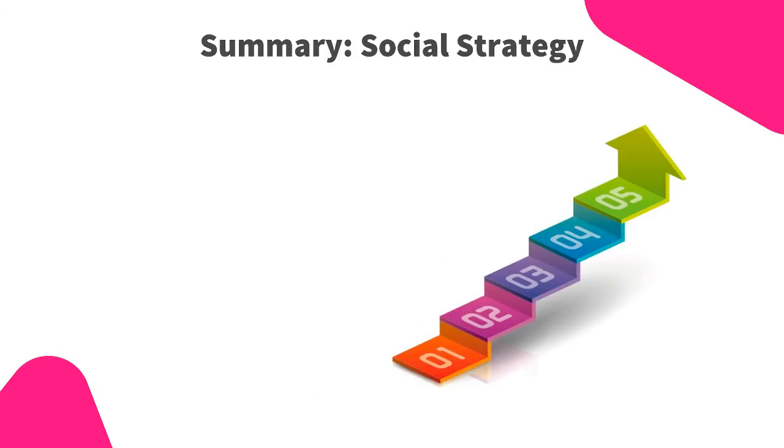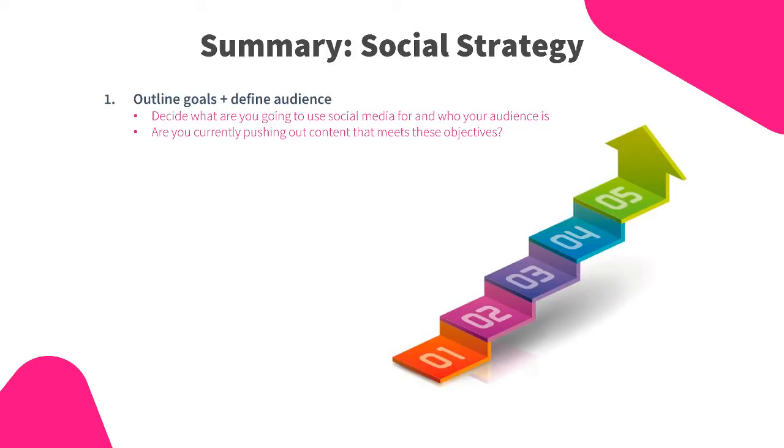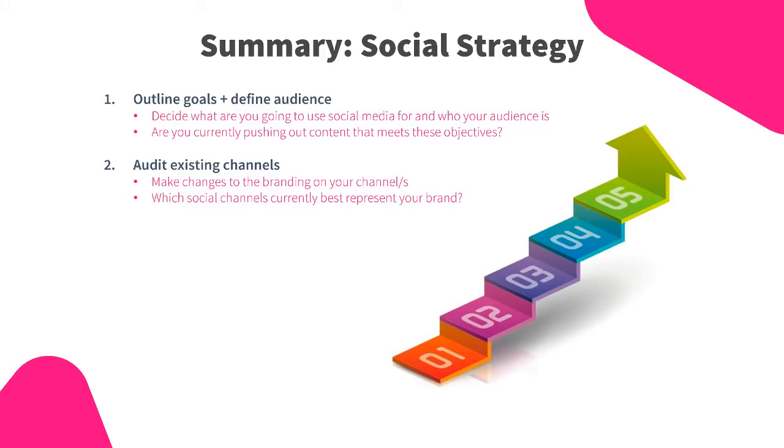So as a summary, those 5 steps were to outline your goals and define your audience. And we got a couple of things for you to think about. So decide what are you going to use social media for and who your audience is, and are you currently pushing out content that meets those objectives. Number 2, audit your existing channels. So make changes to the branding on your channels, and what channels that you currently have best represent your brand. Replicate that across the others.